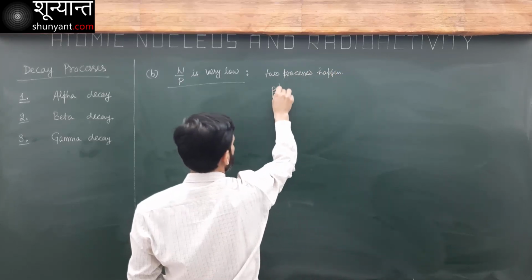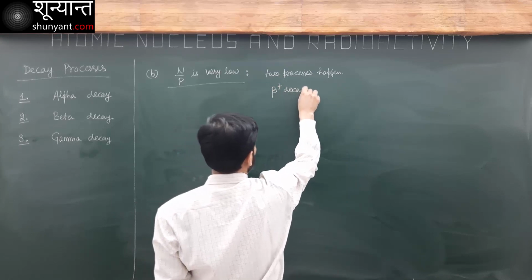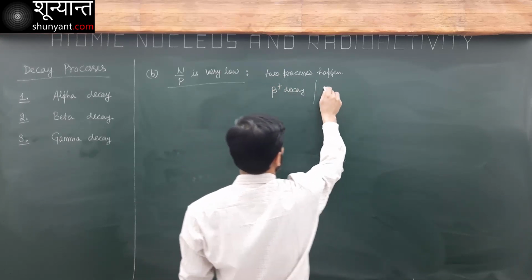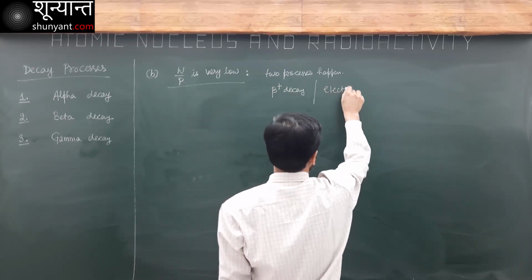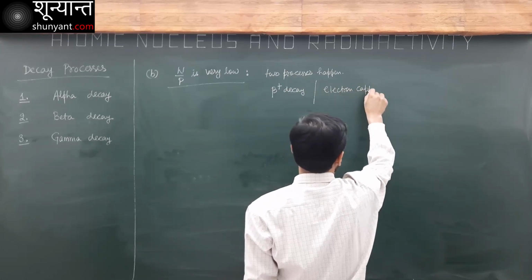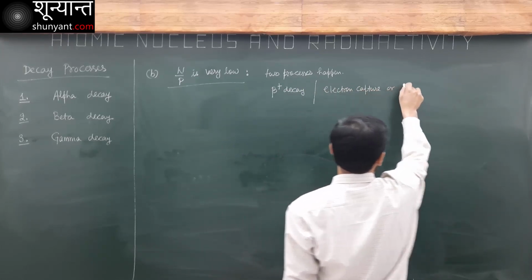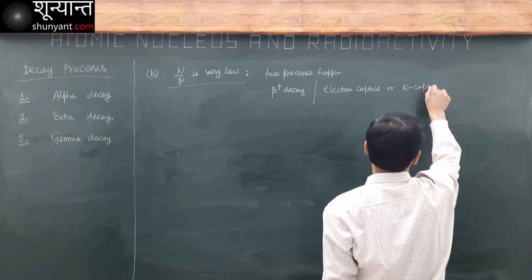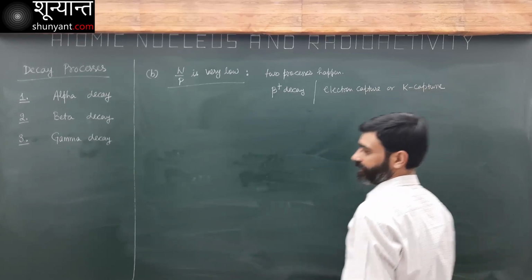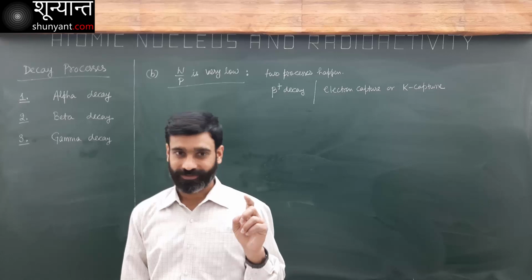Okay. Positive beta decay, first process, and then electron capture or K capture. Are you getting the point?